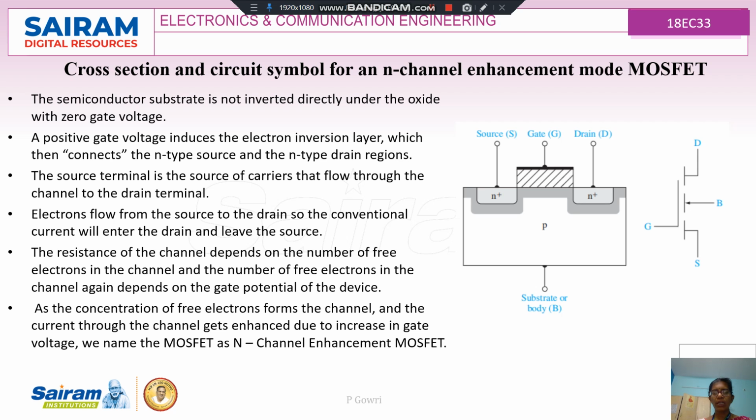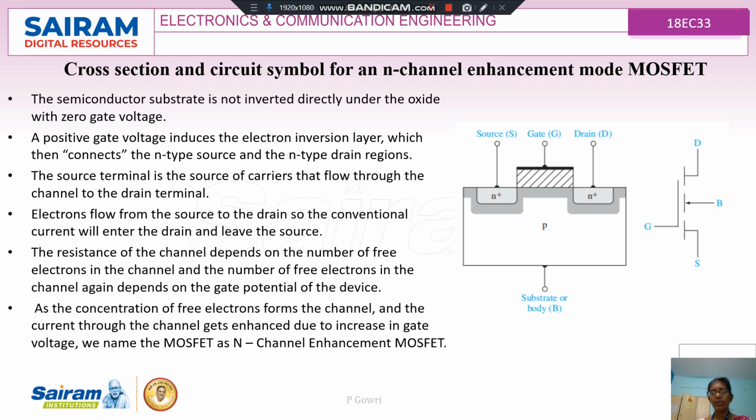The resistance of the channel depends on the number of free electrons in the channel, and the number of free electrons in the channel again depends on the gate potential of the device. So the gate controls the channel as well as the amount of current flowing through the device, or I can say the resistance of the device is decided by the gate potential. As the concentration of free electrons forms the channel and the current through the channel gets enhanced with the increase in gate voltage, we have it as the N-channel enhancement MOSFET.